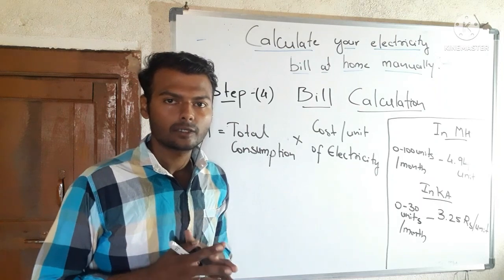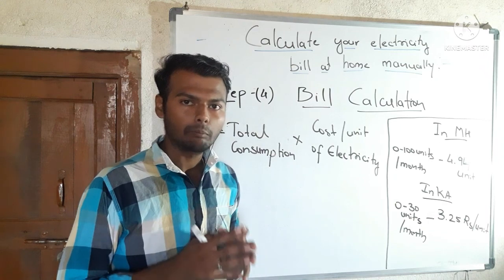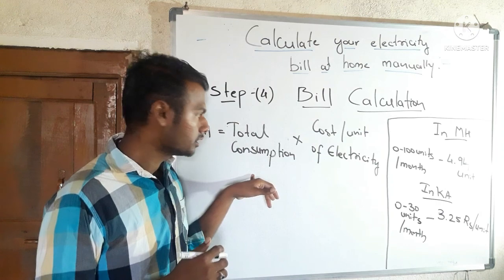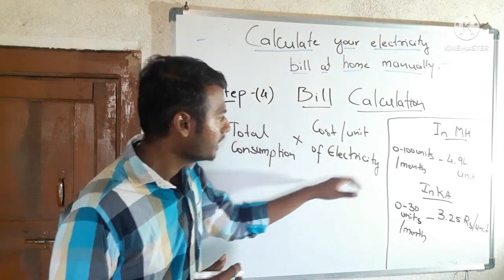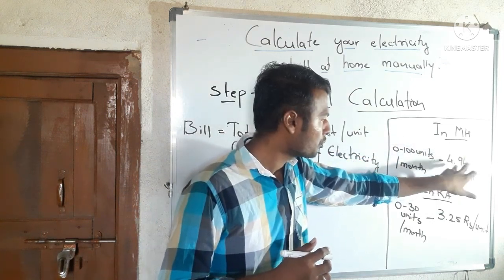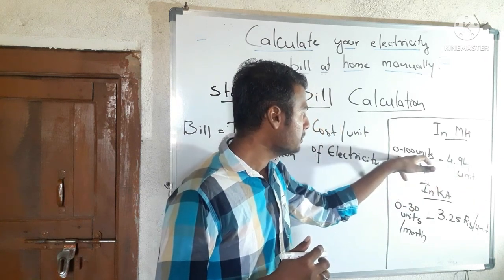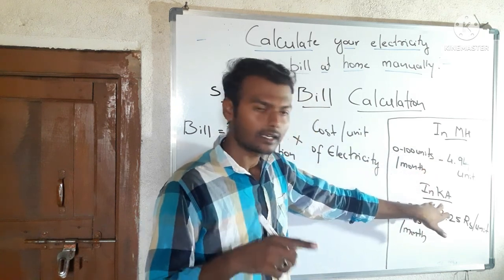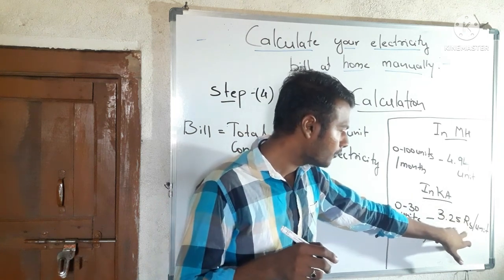The last step is bill calculation. If we want to calculate the bill, then we need to use a formula. That formula is total consumption into cost per unit of electricity. If you are living in Maharashtra, the cost per unit of electricity is 4.94 rupees per unit if your monthly consumption is between 0 to 100 units per month. And if you are living in Karnataka, then the cost per unit of electricity is 3.25 rupees per unit.